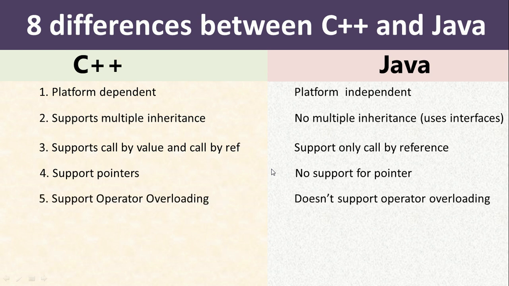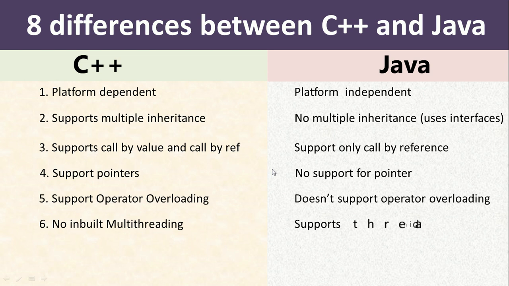C++ supports operator overloading, Java does not support operator overloading. Now, what is operator overloading? Operator overloading means you can use the same operator to perform two different functions. For instance, the plus operator can be used for arithmetic operations. It can also be used for concatenation of two strings. So this is operator overloading, when one operator can be used for two or more different functions. C++ supports operator overloading, Java does not.